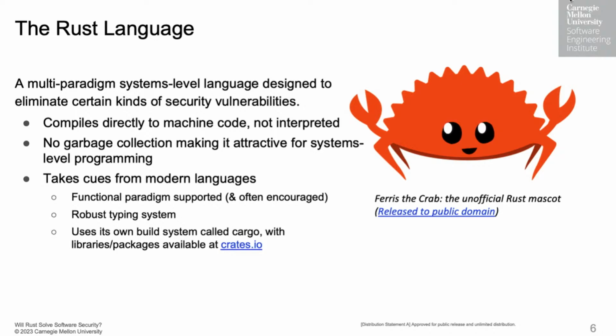And then they did learn a lot of lessons from modern languages like functional programming, like the strong type system. Cargo is the one build system for Rust. Everything in Rust is encouraged to use it. You don't get the mess in C where some projects use Autotools, some use CMake, some use whatever other thing they feel like using.